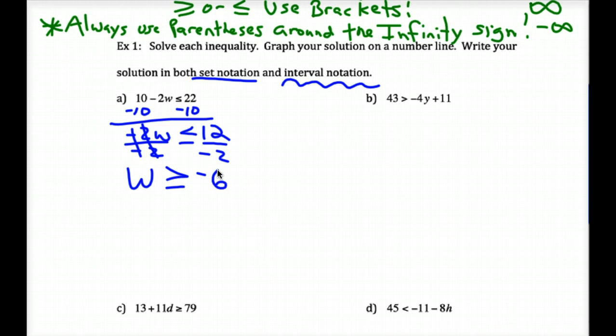Wait, that's not our final answer. I can't box that. Negative 6. Okay, that's just the answer. Now we're going to graph it next. Okay, here's the lazy man's way to graph it.